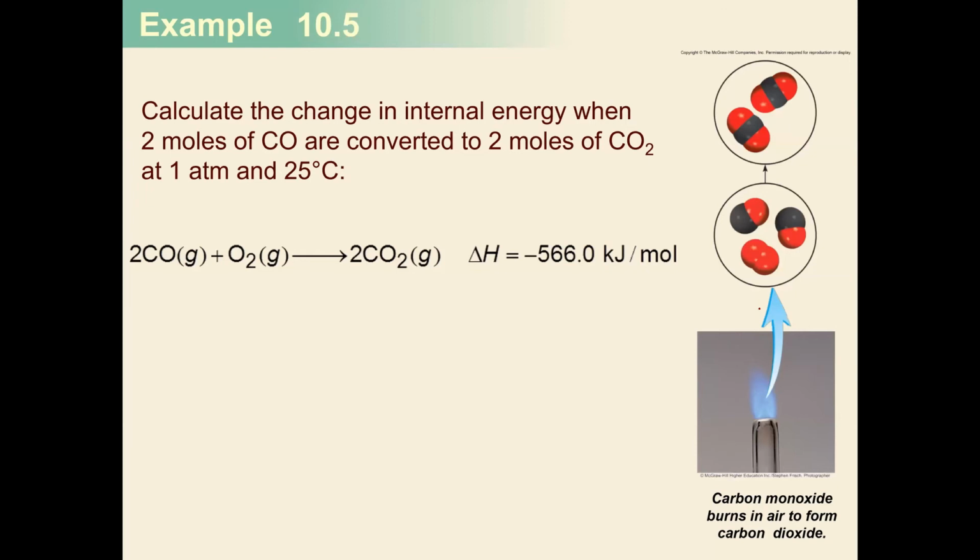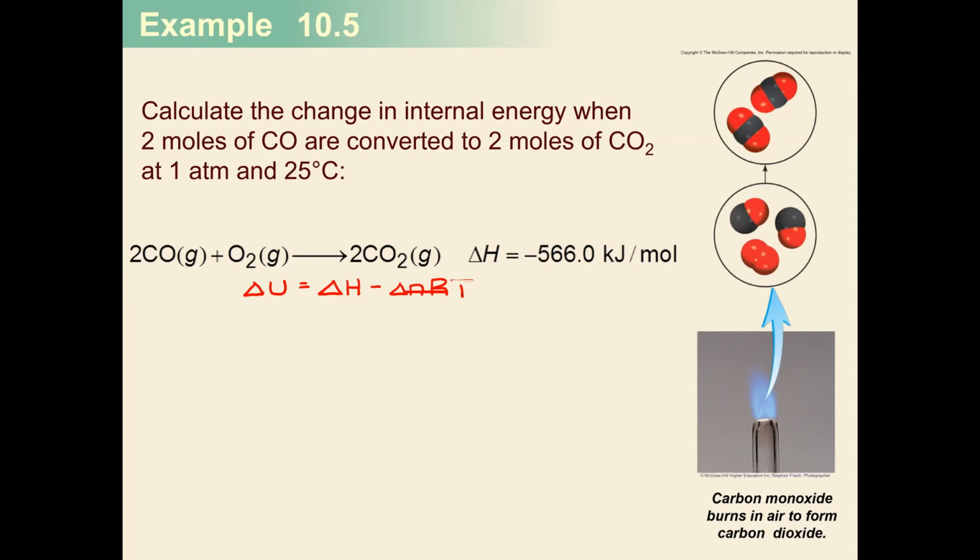So now let's go ahead and look at this example. Calculate the change in internal energy when 2 moles of carbon monoxide are converted to 2 moles of carbon dioxide at 1 atmosphere and 25 degrees C. So what I need to do is put in my original equation. Now that we know we are at constant pressure, we are able to say that delta U is equal to our delta H minus our delta nRT.